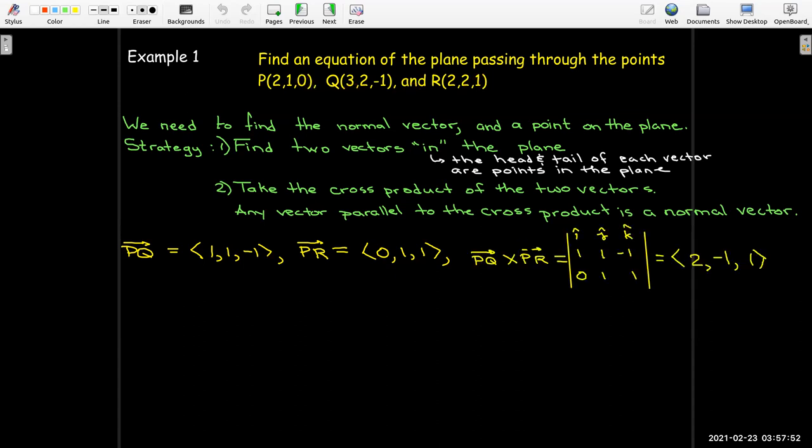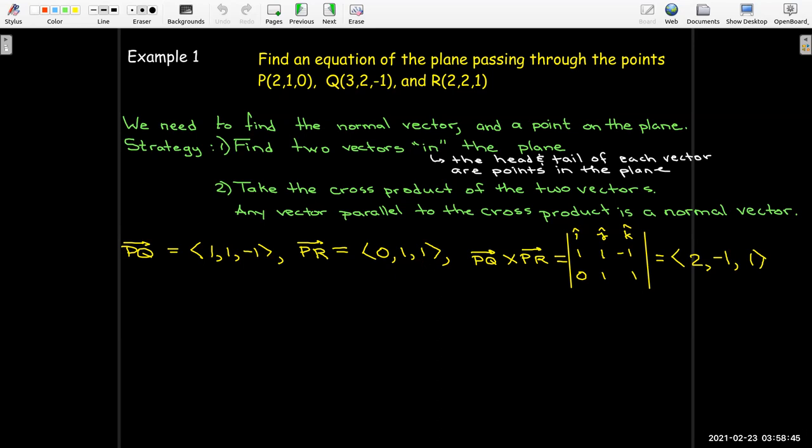So let's calculate their cross product. We'll use our memory aid here, this determinant-like form. And I get the vector 2, negative 1, 1. Now remember, we want to do a quick mental check to make sure this cross product is indeed orthogonal to the original two vectors. And sure enough, if I take 2, negative 1, 1, and dot it with 1, 1, negative 1, I'll have 2 minus 1 minus 1, which equals 0. And then if I take 2, negative 1, 1, and dot it with 0, 1, 1, I'll get 0 minus 1 plus 1, which equals 0. So now we have confidence that our cross product is correct.